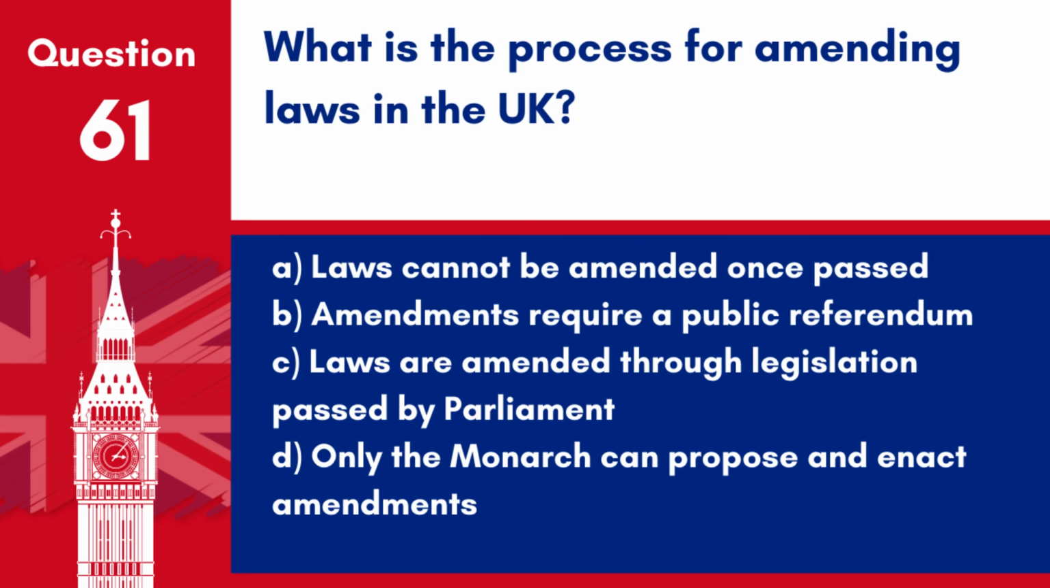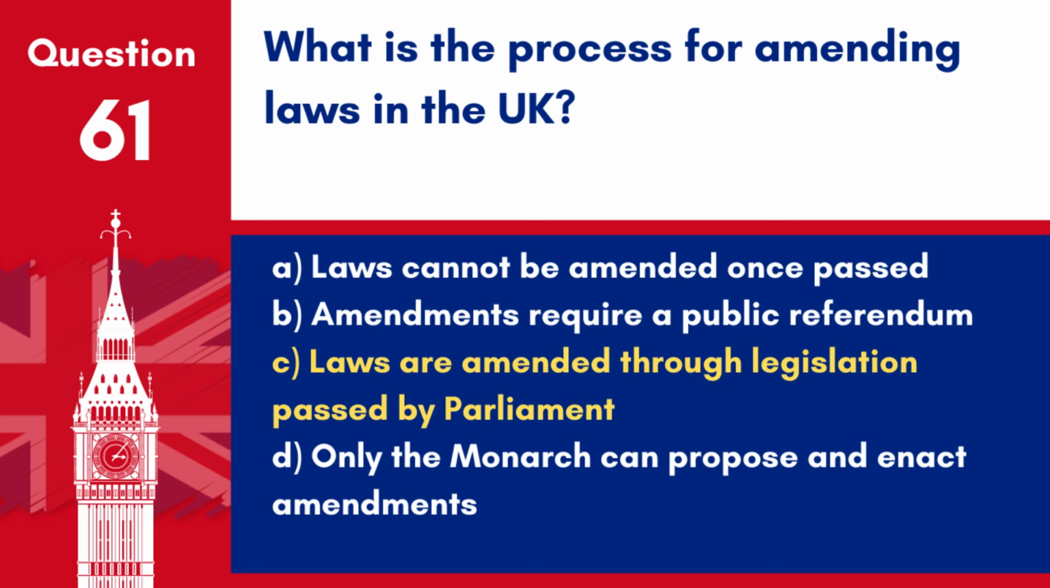Question 61. What is the process for amending laws in the UK? A. Laws cannot be amended once passed. B. Amendments require a public referendum. C. Laws are amended through legislation passed by Parliament. D. Only the monarch can propose and enact amendments.